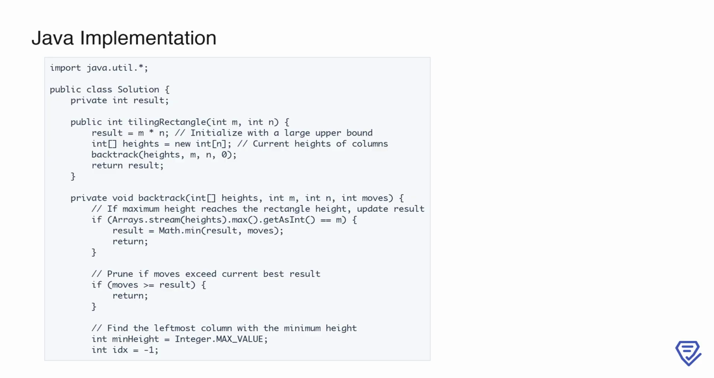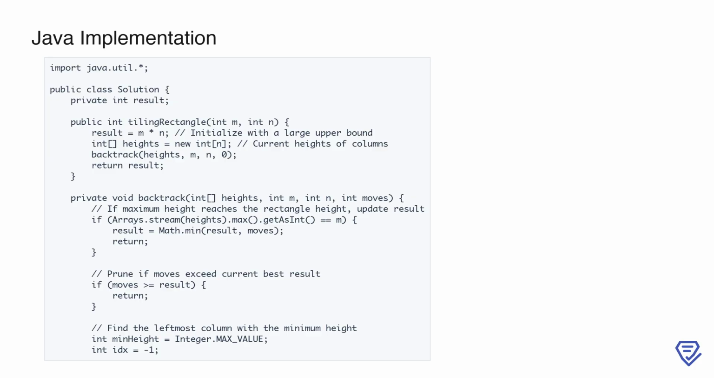The backtracking function is designed to recursively explore all valid configurations. Inside backtrack, we first check if the maximum height in the heights array matches the rectangle's height, m. If it does, this indicates that the rectangle is completely covered, so we update result to the minimum of its current value and the number of moves taken. If the current number of moves already exceeds the best result found so far, we prune this branch of the recursion to save computation time.